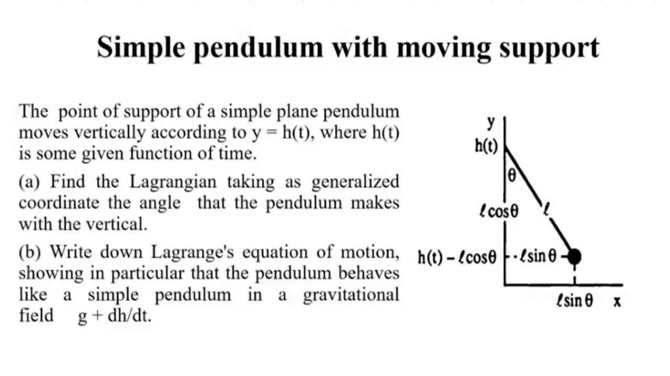In this opportunity we want to solve this problem in which we have a pendulum with a point of support that is moving vertically according to the expression y equal h, where h is some given function of the time. The first step: define the Lagrangian, taking as generalized coordinate the angle that the pendulum makes with the vertical. And the second: write down the Lagrange equation of motion, showing in particular that the pendulum behaves like a simple pendulum in a gravitational field.